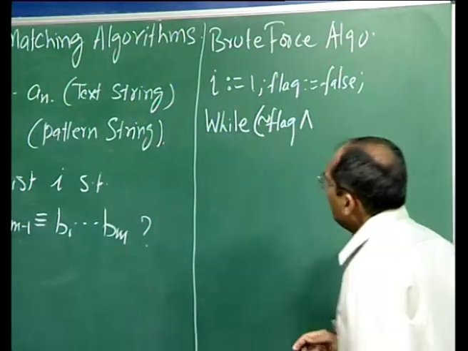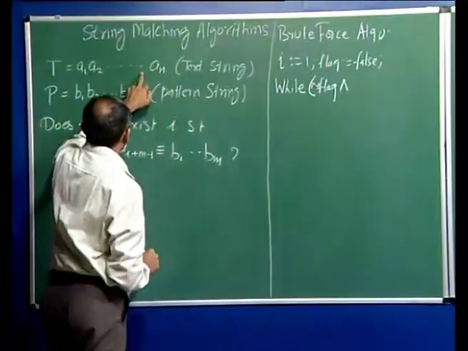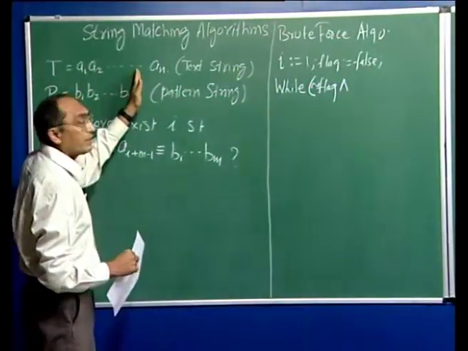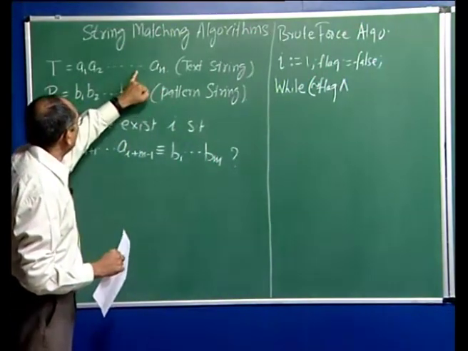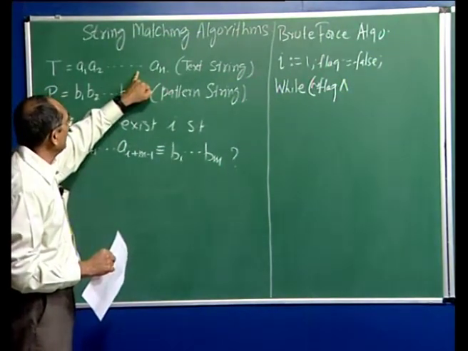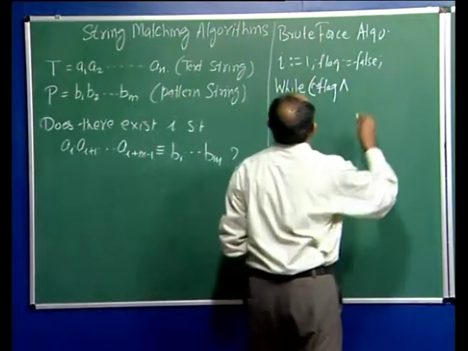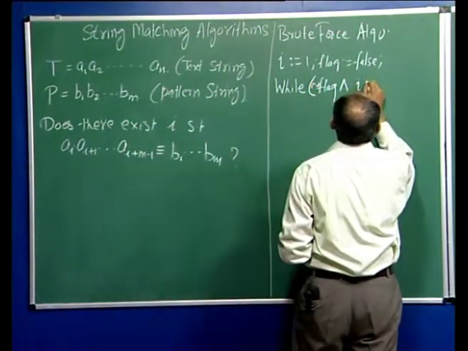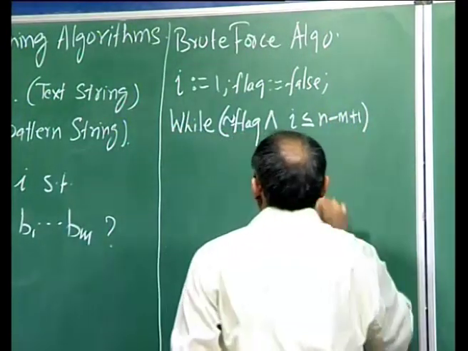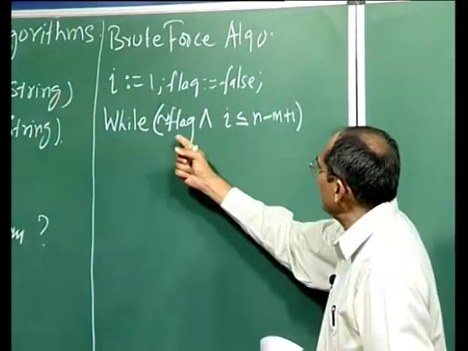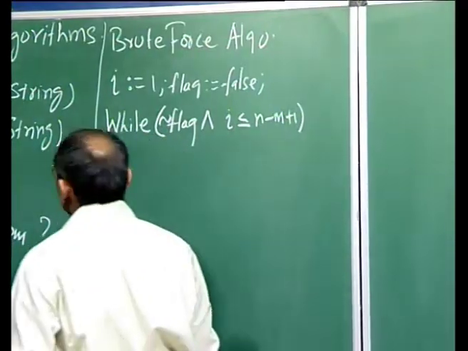we haven't gone too far on this string, such that if we reach a point beyond which there are not enough symbols left, then there is no point in matching. So, the last point where we will try to match will be n minus m plus 1. So, i is less than or equal to n minus m plus 1. While both these conditions hold, then there is a need for checking for such a substring.